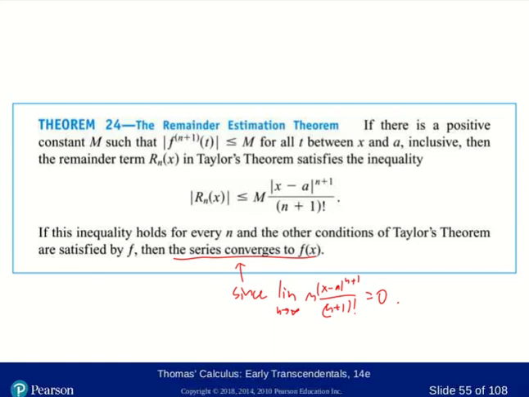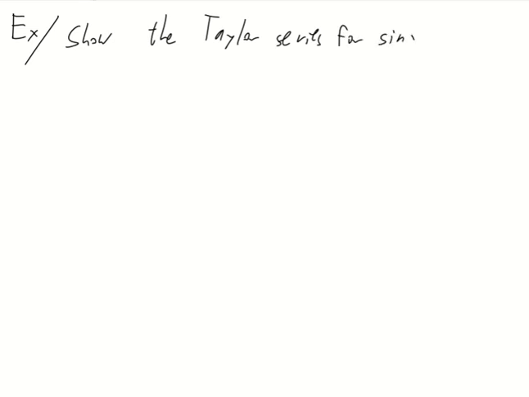So as an example, show that sine x, or the Taylor series for sine x at x equals 0, converges everywhere for all x values.